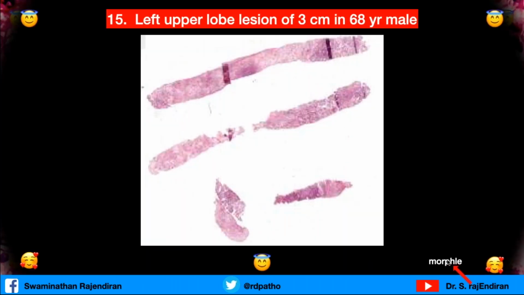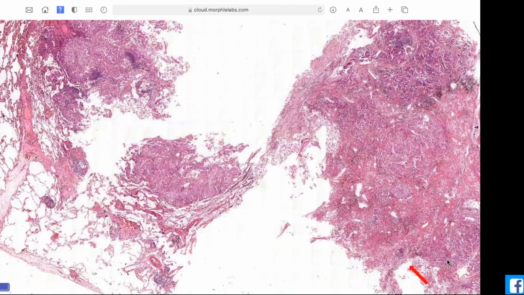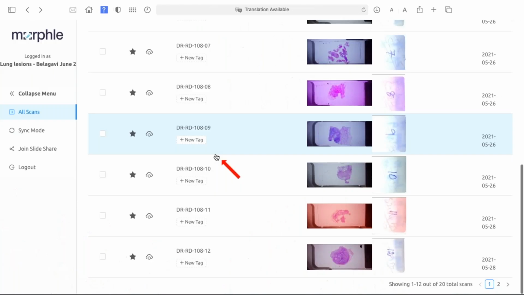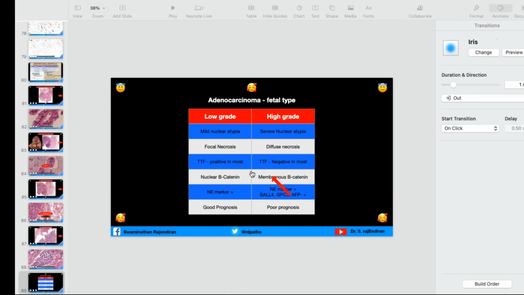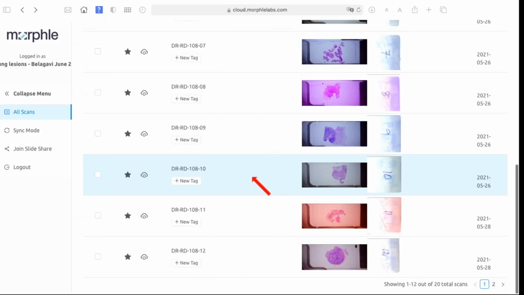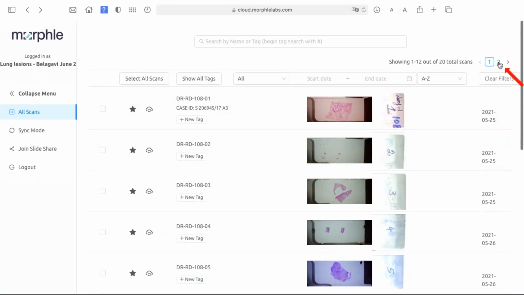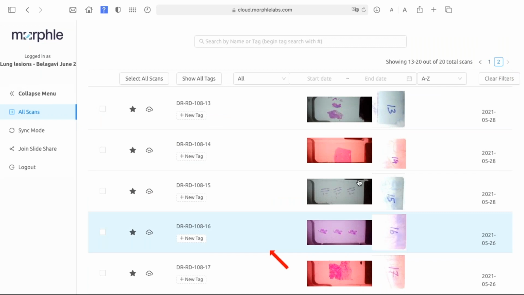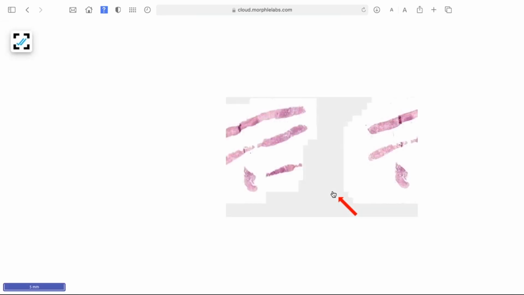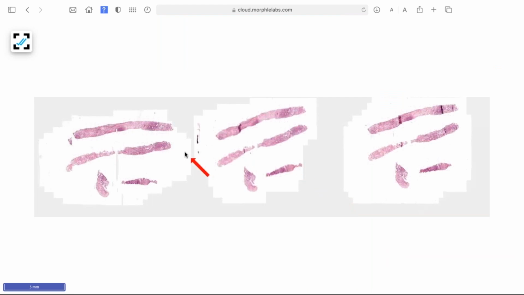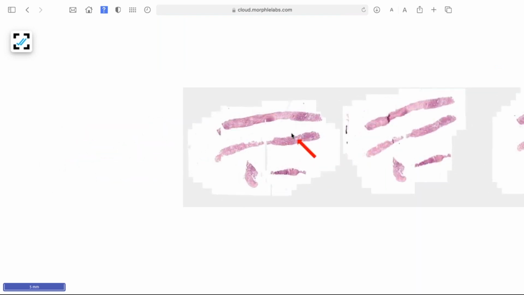So let us go to the next case, case number 15. Left upper lobe lesion, 3 centimeter in a 68-year-old male. We have totally 20 slides. Will be done in another 15 or 20 minutes. By the way of talking, I forget what the case number is. Okay, case number 15, slide 2. Slightly I am stretching out of my time. I hope you all don't mind. If you have any previous engagements, please carry on.